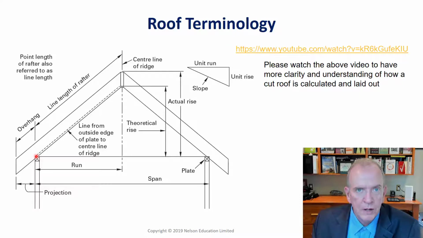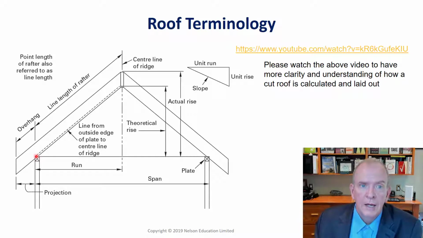So if you remember what we talked about with floor joists, minimum bearing for a floor joist is 1.5 inches. So the minimum bearing for a rafter is also 1.5 inches. You can have anything more than that, you can't have less than that.